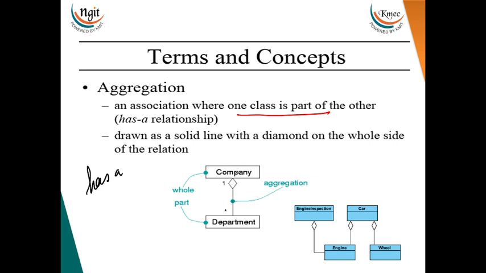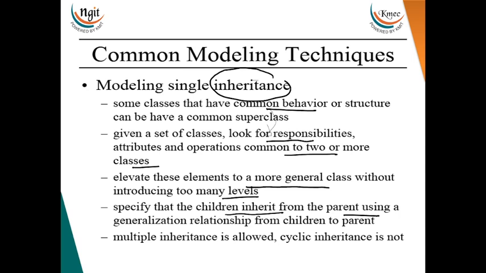Department, many departments in a company. That is engineer. Engine, car. Engine is a part of a car and wheel. This is a has-a relation. Important. It has to be there. That is called aggregation. And a common modeling technique: inheritance.